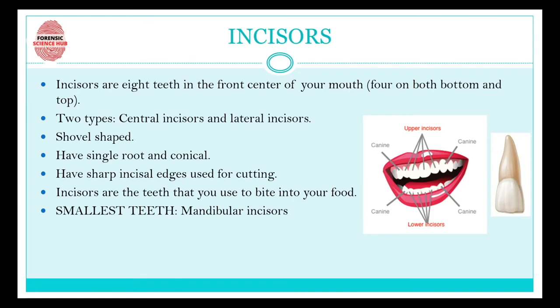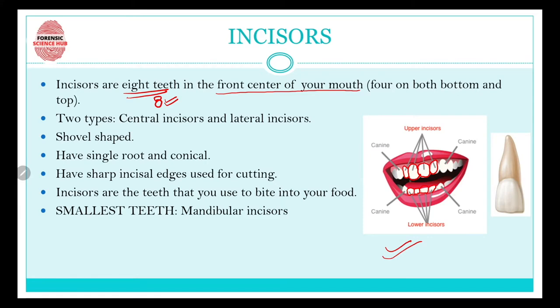Now let us study them one by one. First, let's start with incisors. Incisors are 8 in number. So there are a total of 8 incisors, and they are present in the front area of the mouth. Here if you look at this picture, this tooth and this tooth and this one and this one, and here this and this, these are the total number of incisors that are present.